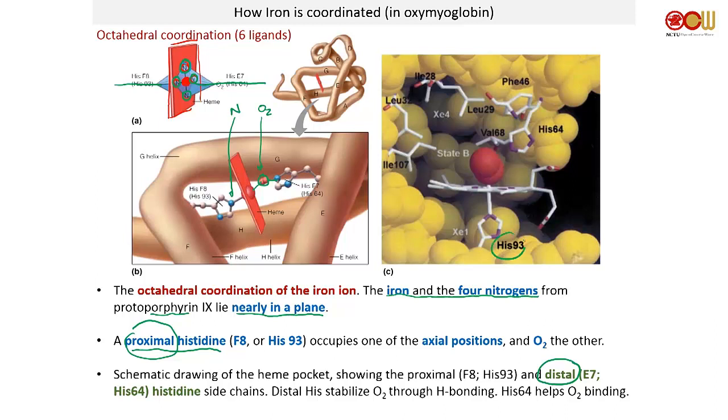So, if you look at the picture on the right here, this histidine is attached to the iron. Distal, meaning like distance, right? Like further away. The distal histidine is here, and it is going to interact with this O2, with oxygen. And then oxygen interacts with the heme.